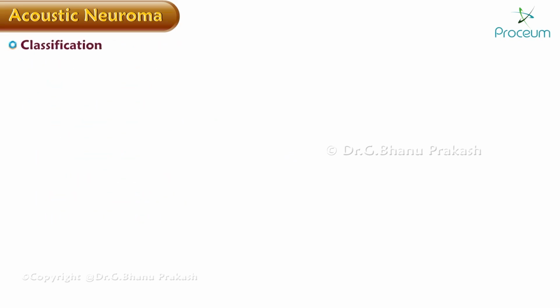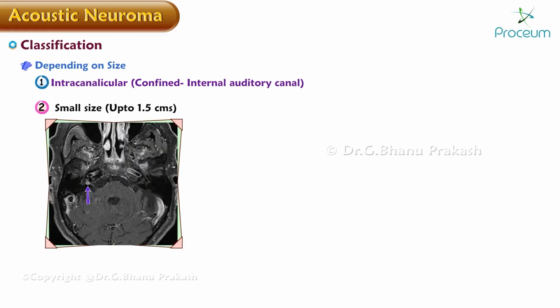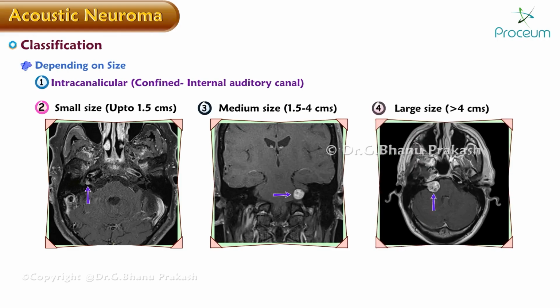Classification. Depending on the size, the tumor is classified as: 1. Intracanalicular, when it's confined to the internal auditory canal. 2. Small size, up to 1.5 centimeters. 3. Medium size, 1.5 to 4 centimeters. 4. Large size, over 4 centimeters.